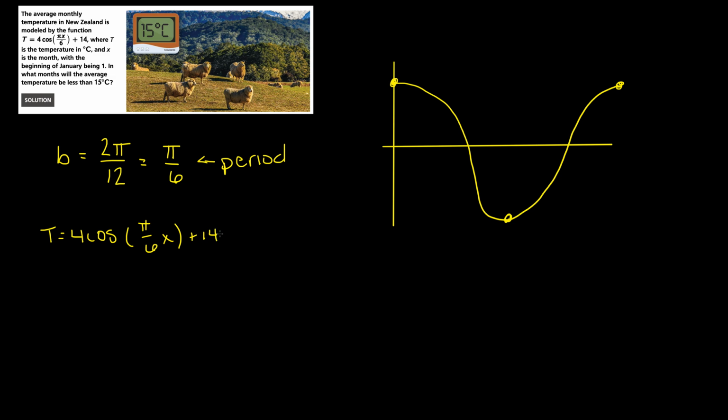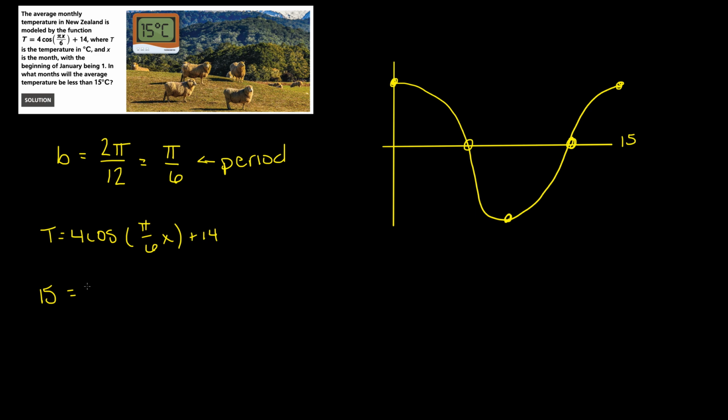So looking at this, we're looking for when the temperature is below 15. So first I'm going to look to see when the temperature is actually 15. Let's say this is my midline at 15. And then we can figure out, because we'll have 2 spots where it hits in my period, and those spots are going to be below.